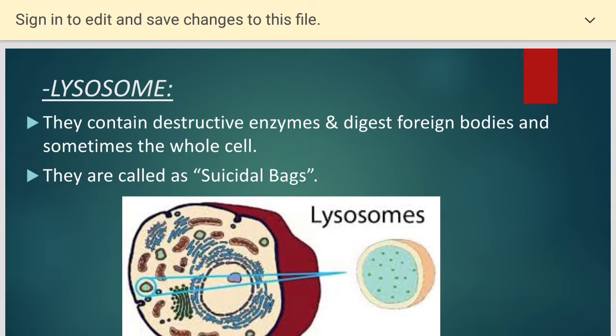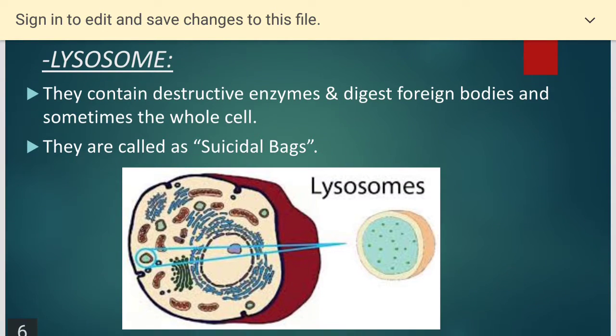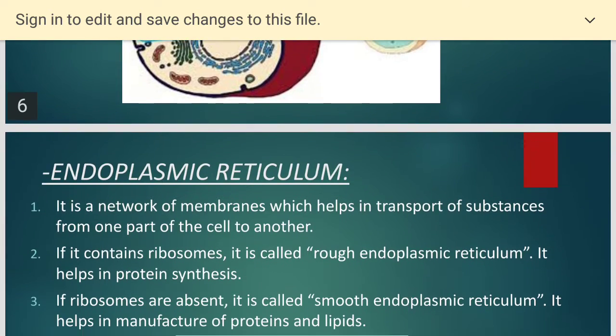Our next cell organelle is lysosome. Lysosome contains destructive enzymes and it kills and digests the foreign bodies and sometimes the whole cell. That is why they are called suicidal bags. Lysosomes are called suicidal bags because sometimes they engulf the whole cell and the cell is no more, it dies.